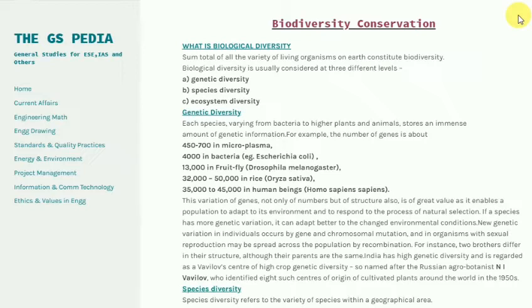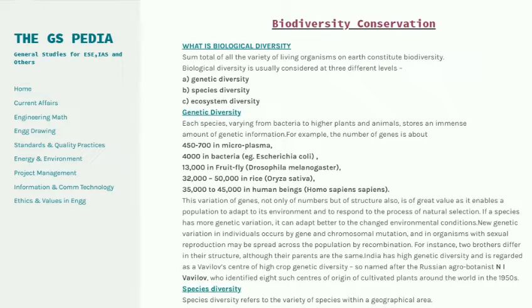This variation of genes, not only of numbers but of structure also, is of great value as it enables a population to adapt to its environment and to respond to the process of natural selection. If a species has more genetic variation, it can adapt better to changed environmental conditions. New genetic variation in individuals occurs by gene and chromosomal mutation, and in organisms with sexual reproduction may be spread across the population by recombination. For instance, two brothers differ in their structure, although their parents are the same.